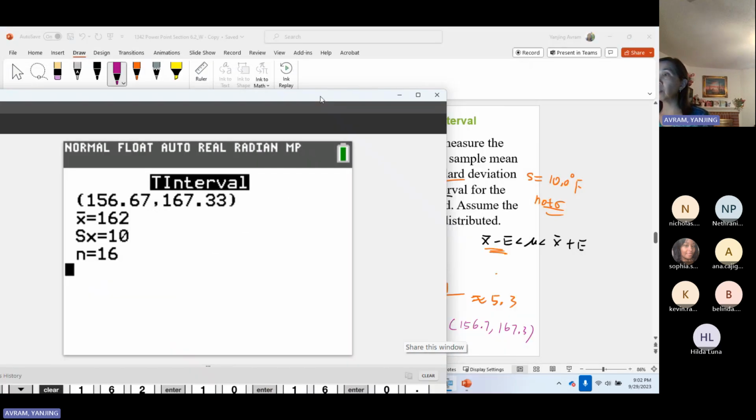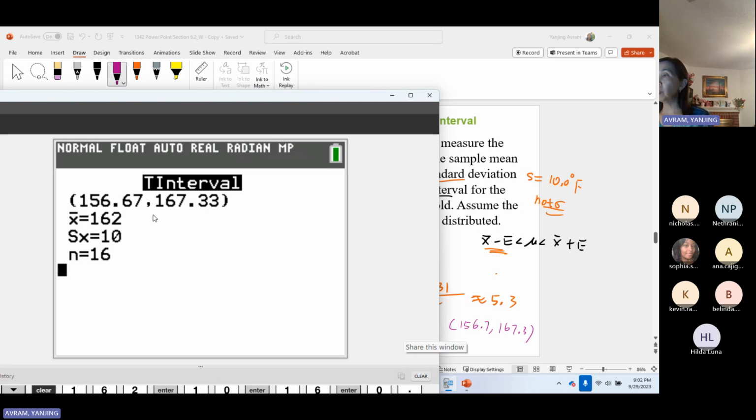So look at that, when I calculate this one right here, if I round to 1 decimal point, I have 156.7, this is rounded up. And the second digit rounds down, so you have 167.3. We have a match here. All right. So that is to do this whole thing by the calculator.